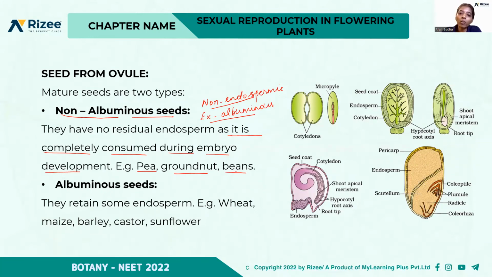Why are they called non-albuminous seeds? Because they don't have the endosperm. They are also called non-endospermic because all the endosperm is utilized during the embryo development, right?